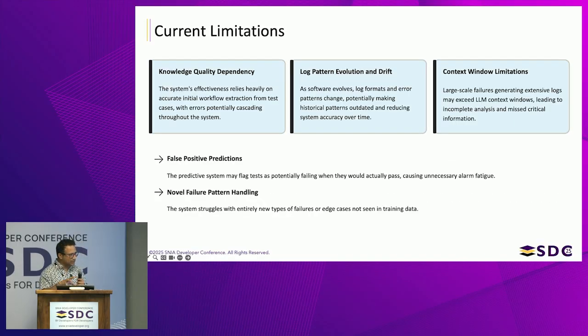So there are some limitations with some of the solutions that we have today. The first is, we talked about the knowledge quality. The system is only as good as the knowledge you give it. If you are feeding it inaccurate data, it's going to cascade through the systems. Then you have log pattern changes, because new stuff will come out, some of your existing alerts will become obsolete, and you will add new alerts and new messages, and you have to continuously build on that so that the information and the accuracy do not decay over time.